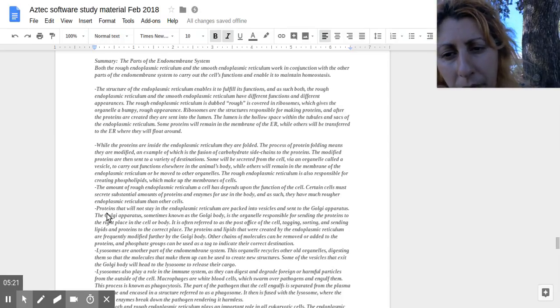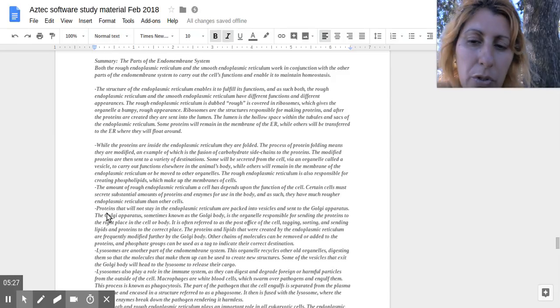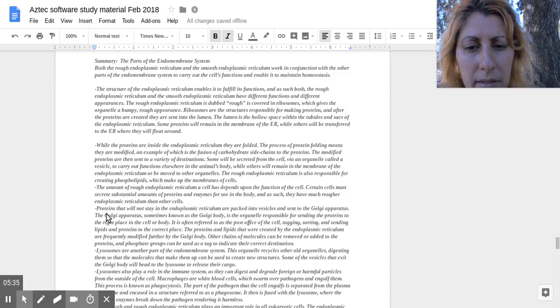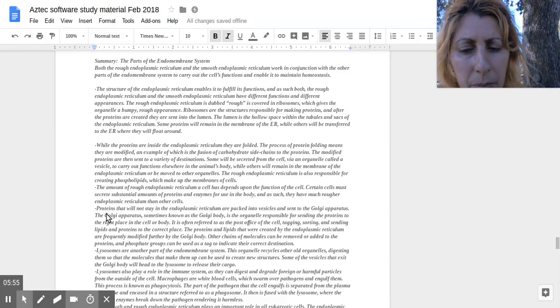They can be transferred to locations either within the cell or to the outer membrane and exported outside of the cell. So proteins inside the ER get folded. The process of protein folding means they're modified, an example of which is the fusion of carbohydrate side chains to the proteins. The modified proteins are then sent to a variety of destinations.